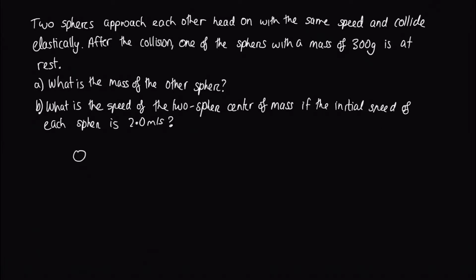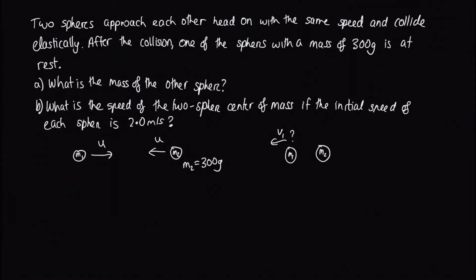Whenever we're approaching a question, it's a good idea to start by drawing a diagram. Initially, we've got a sphere, let it have mass m1, and it's travelling with a speed u towards a second sphere with mass m2, where m2 is equal to 300 grams, and this is travelling in the opposite direction, also with speed u. After the collision, the m2 sphere is at rest and the m1 sphere is going in some direction with some speed. We'll call the speed v1, but we don't know what it is.